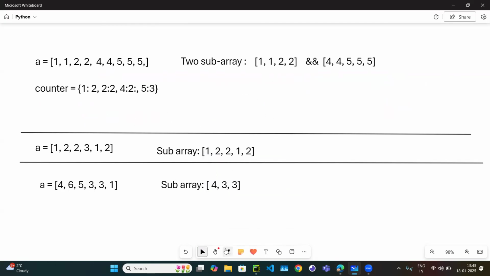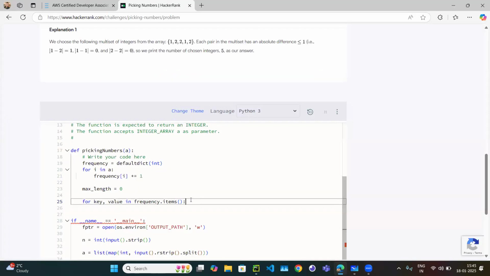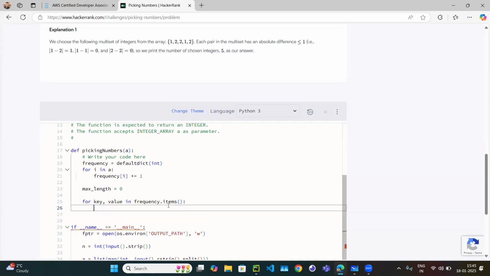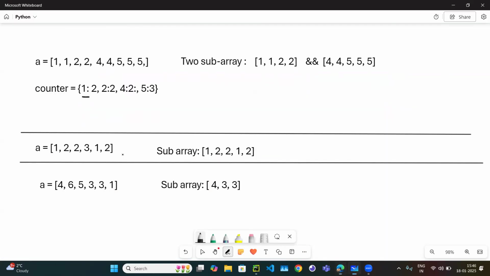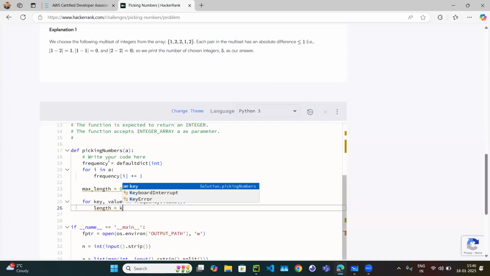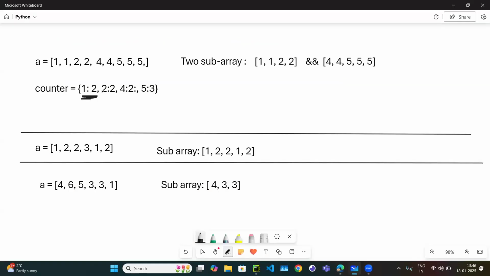Okay, so I have picked the key 1. Now let's calculate the length. What will be the length of the array? If I pick key, that key will definitely be part of that array. So frequency of key, right? That will definitely be part of the array, plus maybe two exists or maybe it doesn't exist.